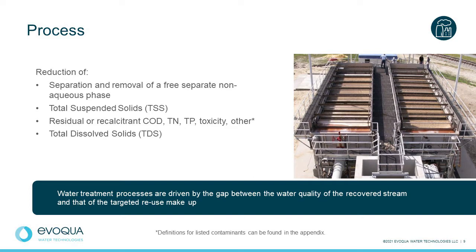Solutions require highly engineered designs for an integrated system, and are typically assembled from a series of components intended to reduce and remove a number of contaminants. Sequentially, these might be removal of a free aqueous, non-aqueous phase from the water, removal of total suspended solids. Next, removal of residual organics or nutrients, nitrogen, phosphate, or maybe some other toxic components. And finally, the removal of total dissolved solids. And this sequential total design, all designed to meet the target treated effluent quality for use.